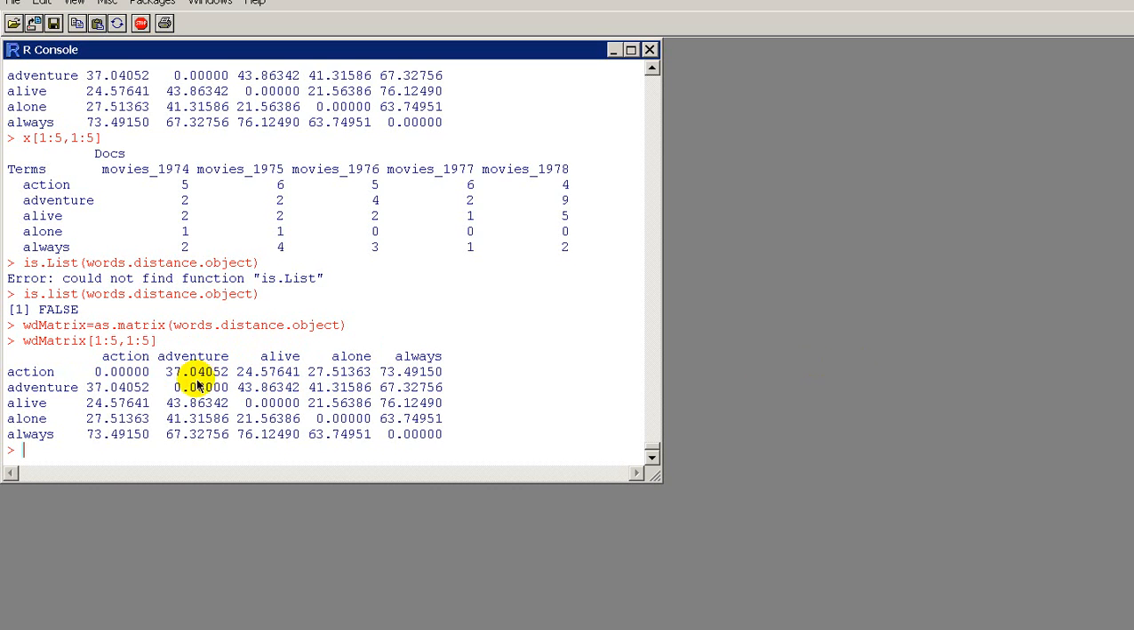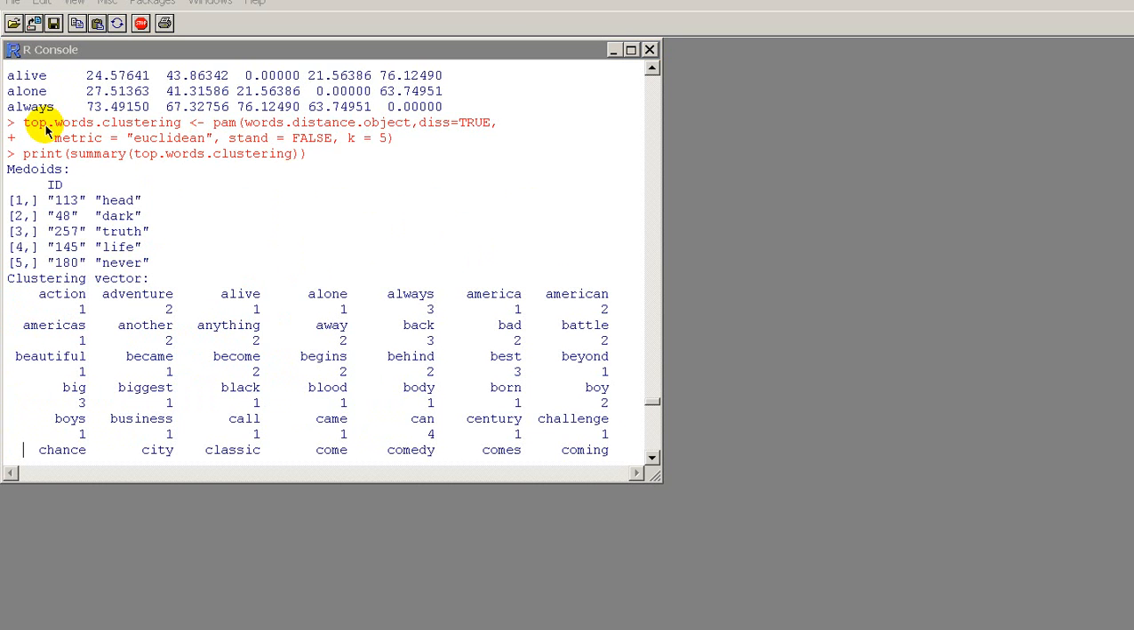Anyway, finally, he's trying to find groups of words that are similar. How he defines similar is what I'm talking about right now, but in a more general sense, he's just looking for groups of words that are similar. So like I said, he clusters them. Now he stores it in here, and now he takes a summary of that and prints it. So here's what we get.